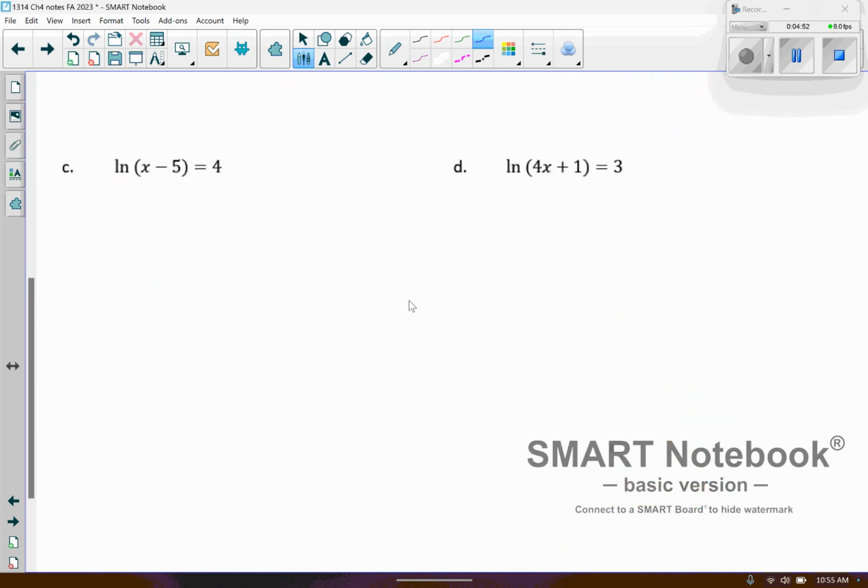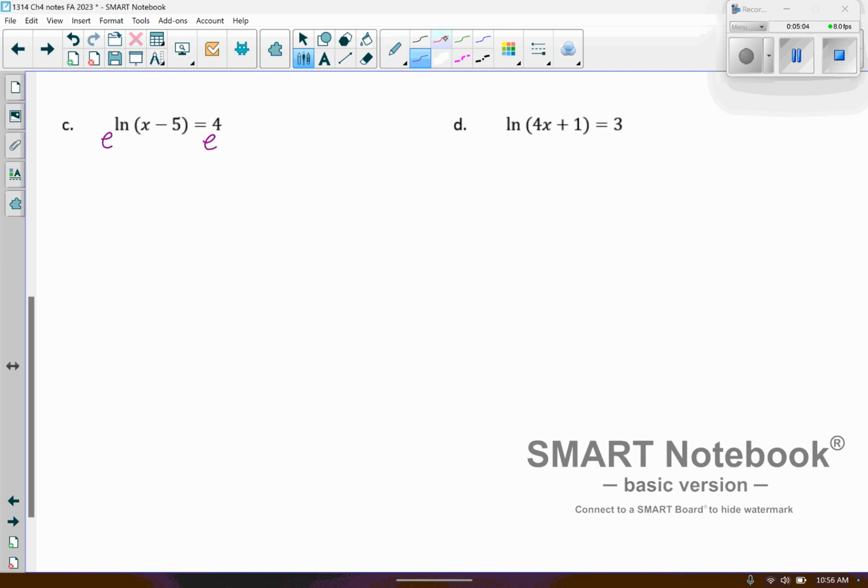So continuing on down here, now we're going to have natural logs. So we're going to have base e. I'm going to do that same little trick: a base e here, a base e there. And then what happens is that will simplify into just x minus 5 equals e to the power of 4. And then we'll add 5 to both sides. And so we're going to have x equals e to the power of 4 plus 5. And so that is my exact answer.